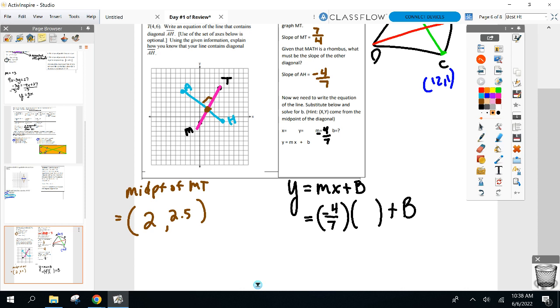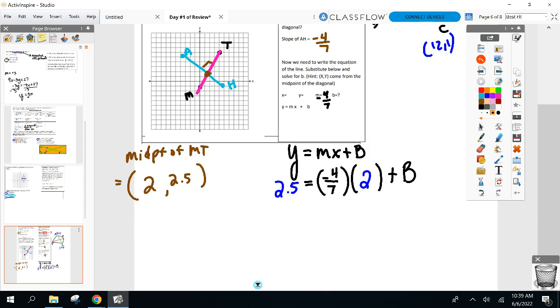So what was the y coordinate you just gave me, Zach? So 2.5 equals slope. What was the x coordinate you gave me, Zach? 2. And now we're going to solve this together for b. And then I'll put the two together and write the final equation. 2.5 equals, this is why you had the calcs with you, negative 4/7 times 2. Anybody getting negative 8/7? Or maybe the decimal version, whatever that is.